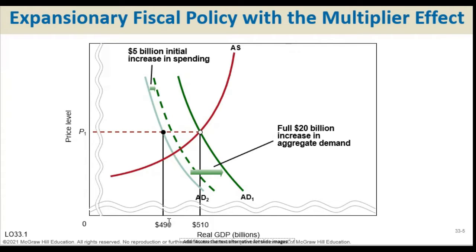The recessionary GDP gap is 20 billion, and if government initiates 5 billion in additional spending, and here in our example the multiplier is 4, the first push of 5 billion will push aggregate demand AD2 to this discontinued curve, and the multiplier is going to magnify this initial spending, pushing it all the way to AD1, closing the recessionary GDP gap that we have.